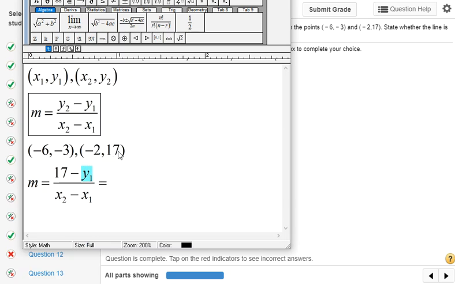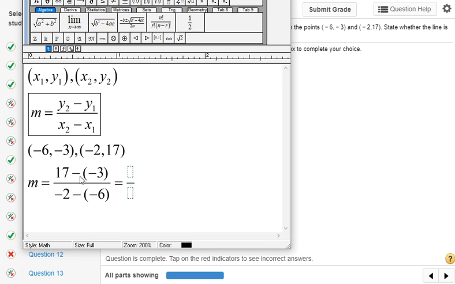So the y value is the second coordinate. Second y value is 17. First y value is -3. There we go. Then it's second x value. That is -2 minus first x value. That's -6. I'm going to simplify that.